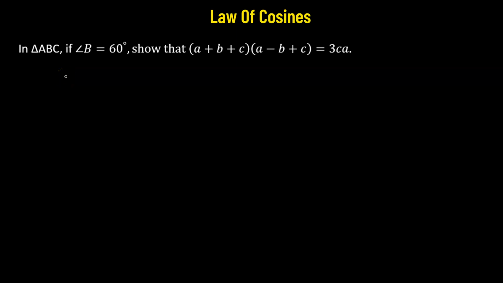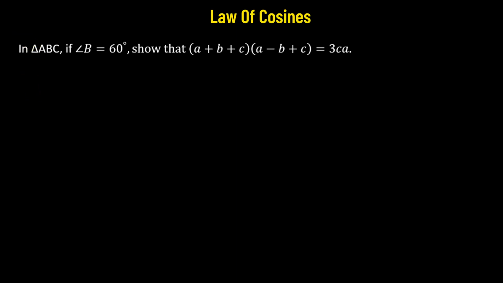So here we have a triangle ABC. Angle B measures 60 degrees. We need to show that the product of (a + b + c) and (a - b + c) equals 3ca. In order to solve this problem, we'll be taking the help of the Law of Cosines.